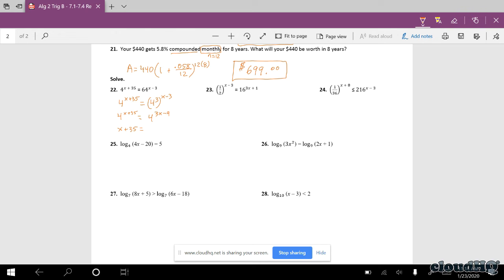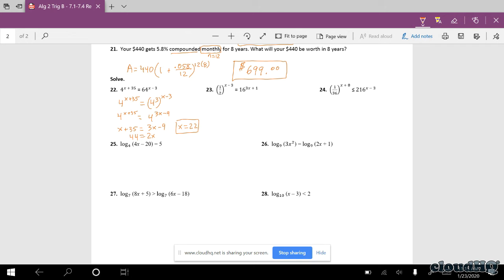Now that I have the same base numbers, the exponents must equal each other. So x plus 35 must equal 3x minus 9. Solve this. I'm going to subtract x from both sides, and I'll add 9 to both sides. So 2x has to equal 44, therefore x would equal 22. No domain restrictions on exponentials, so that should be just fine.